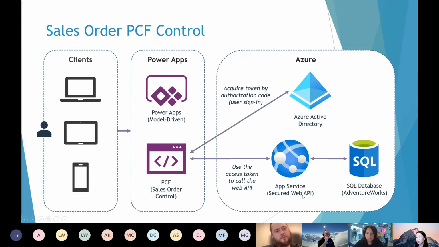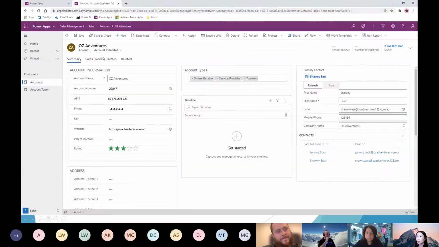And this has been secured using Azure AD. The user must be authenticated in order to consume the web API, hence acquiring the token and using the access token to call the web API. So let me go back to my demo.